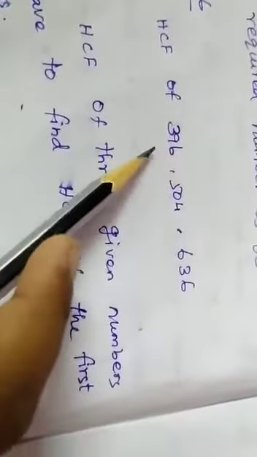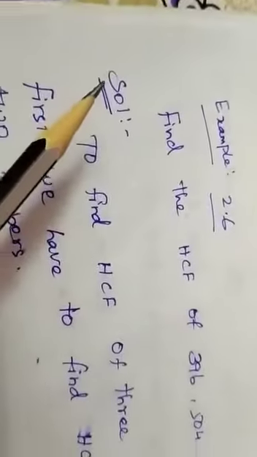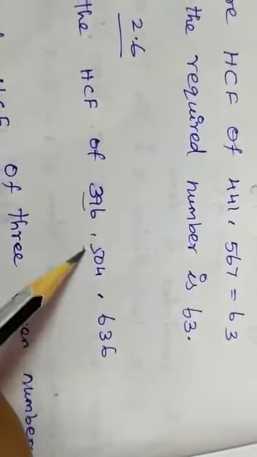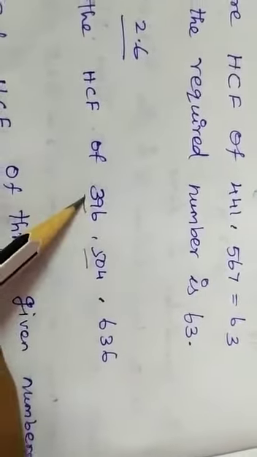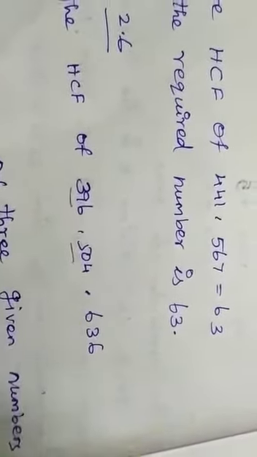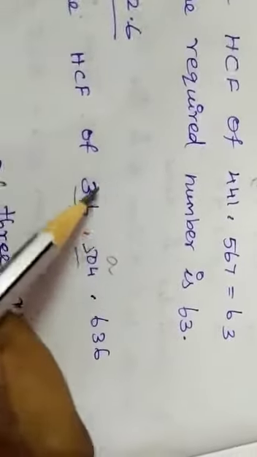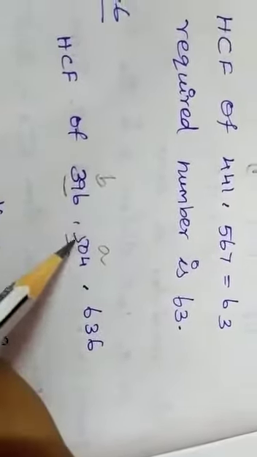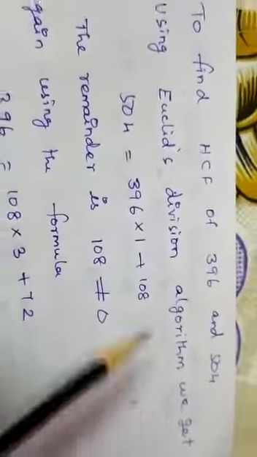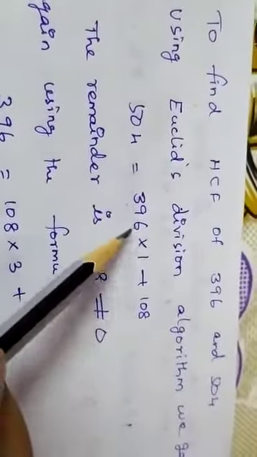Find the HCF of 396, 504 and 636. In the solution, to find the HCF of 3 given numbers, first we have to find the HCF of 2 numbers. We'll take the smallest one and the middle value of these 3. So 396 is the smallest and the middle value is 504. Then first we should find the HCF of these 2. So we'll take a as 504 and b as 396. Of these 2, 504 is bigger, so we are taking it as a. So using Euclid's division algorithm, we get 504 equals 396 into 1 plus 108.